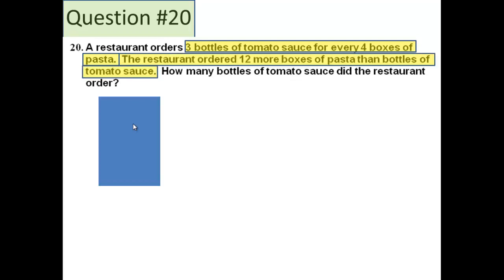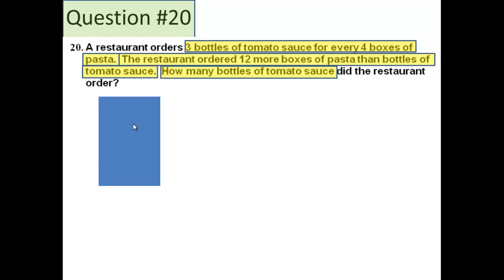A restaurant orders 3 bottles of tomato sauce for every 4 boxes of pasta. The restaurant ordered 12 more boxes of pasta than bottles of tomato sauce. How many bottles of tomato sauce did the restaurant order? All right, I'm not looking at these answer choices. I can solve this without them, but this one, we got to read real carefully here. There's some key information. 3 bottles of tomato sauce for every 4 boxes of pasta. I see that phrase. I'm thinking ratio table already. There's more. The restaurant ordered 12 more boxes of pasta than bottles of tomato sauce, and then the answer they want is how many bottles of tomato sauce, which is going to be important too.